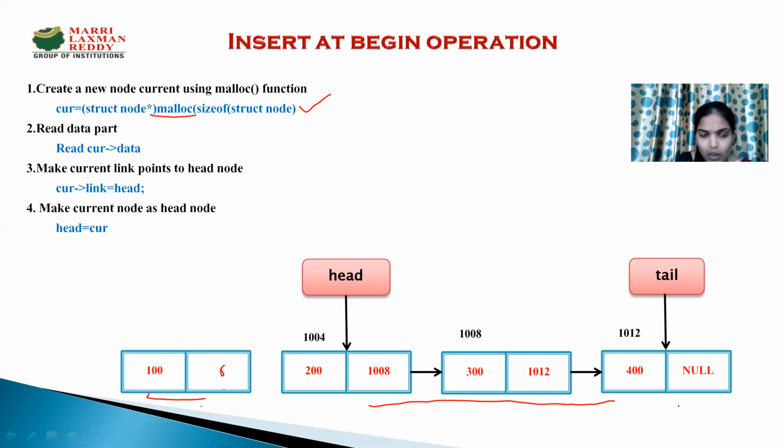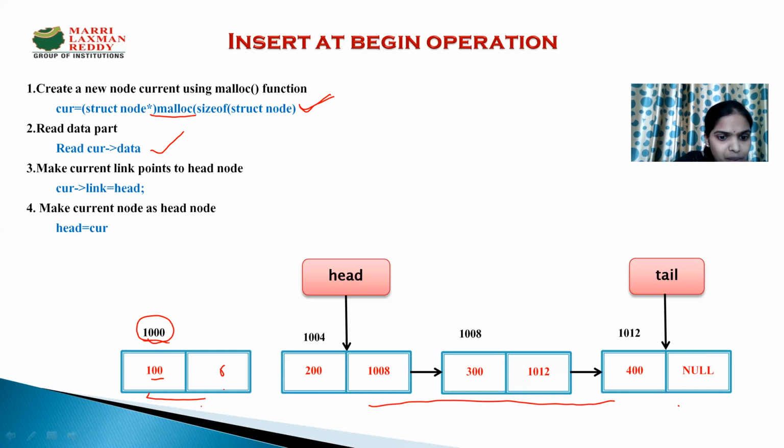Now, by using this read current data, we can read the data into the list. That is, 100 is read into the list. Next, automatically when we allocate some memory, the address of this node will be 1000 or some other value. For example, it may be 1000.